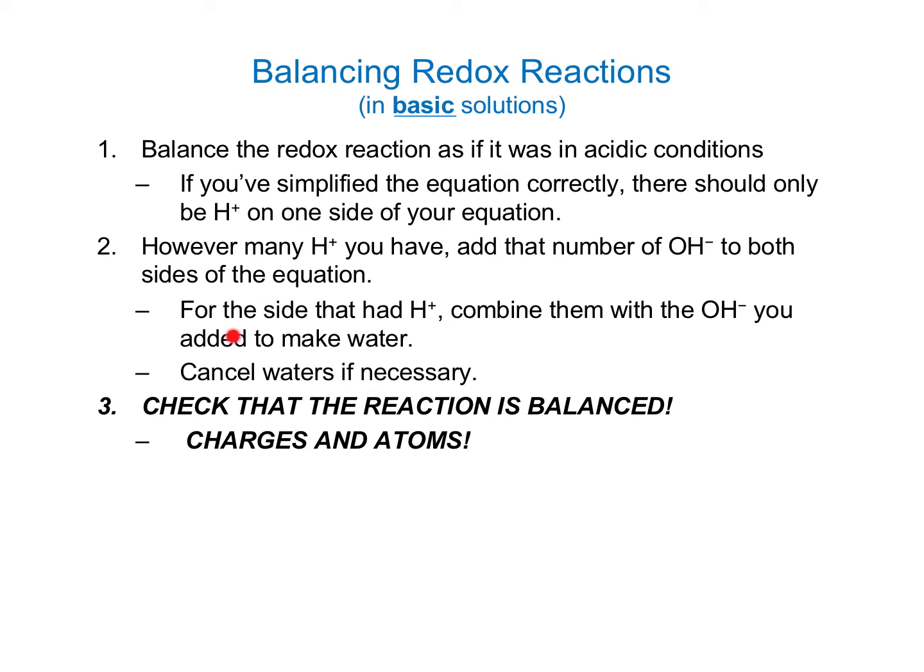And so the side that had H plus on it, when I add OH minus to that side, those are going to combine to make water. And so then the last step will be to recheck and see if I have waters on both sides of the reaction now and cancel those waters out. Alright, so let's do an example of balancing redox reactions in basic conditions.